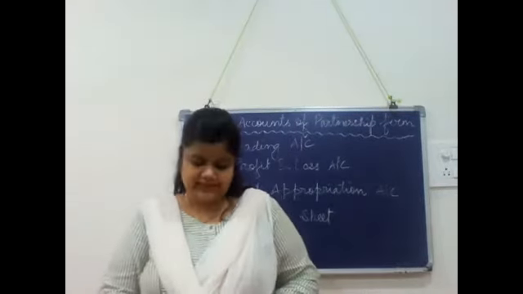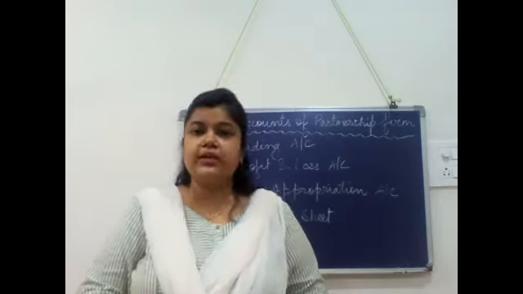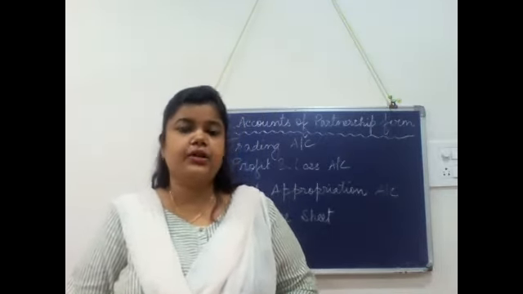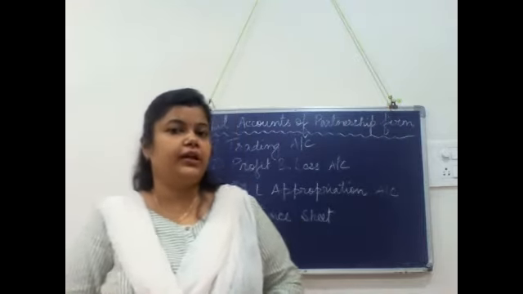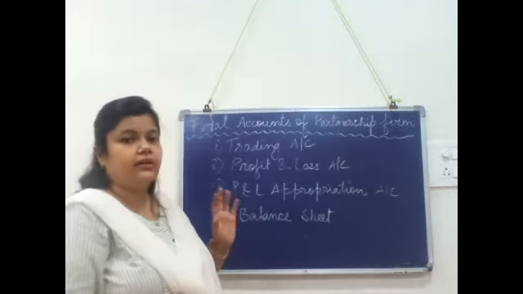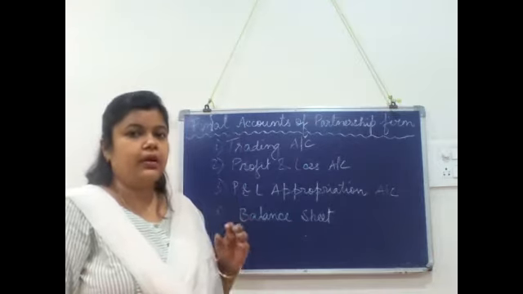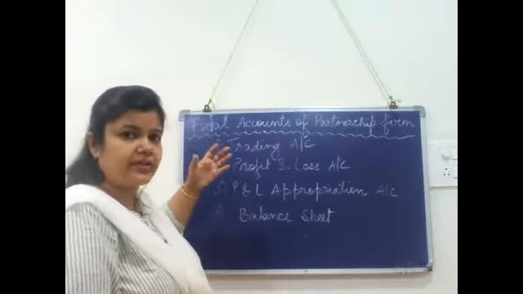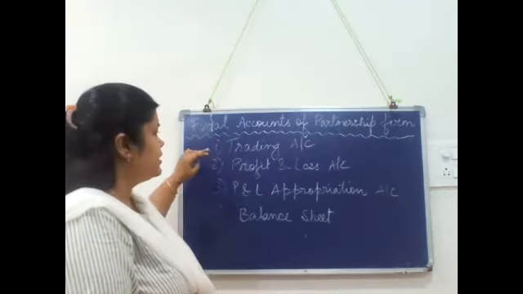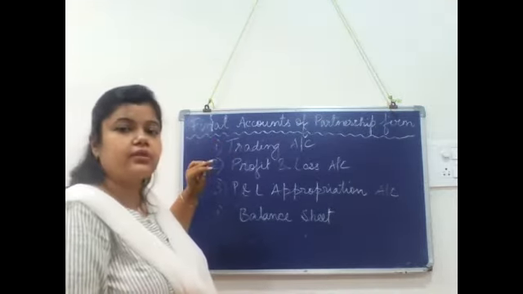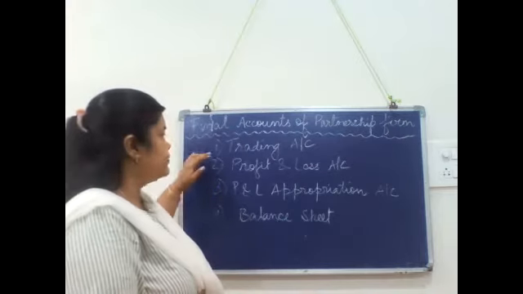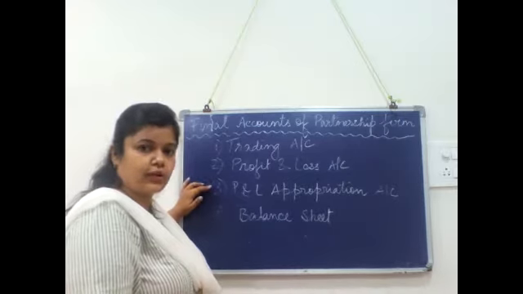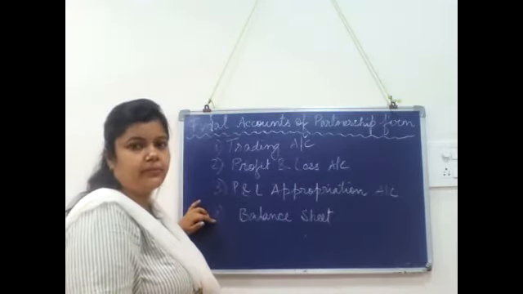Hello students, let us recapitulate what we had discussed in the last class. In the last class, I had shared with you all a video in which I had discussed the final accounts of partnership firm and the components. If you remember, it's very similar to sole proprietorship firm. The components of final account of a partnership firm include trading account, then profit and loss account, then profit and loss appropriation account, and the balance sheet.